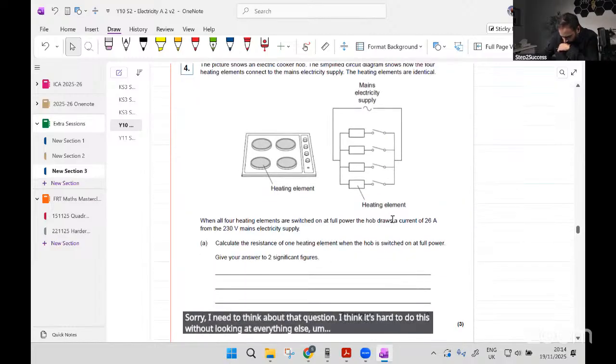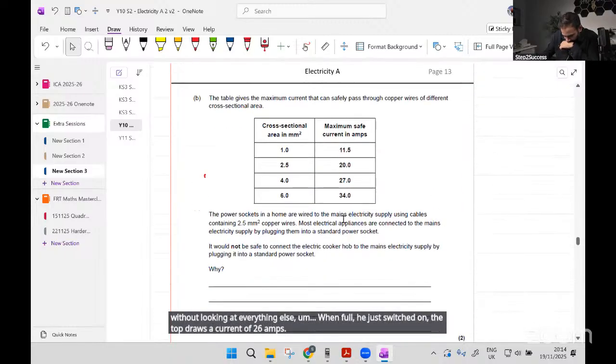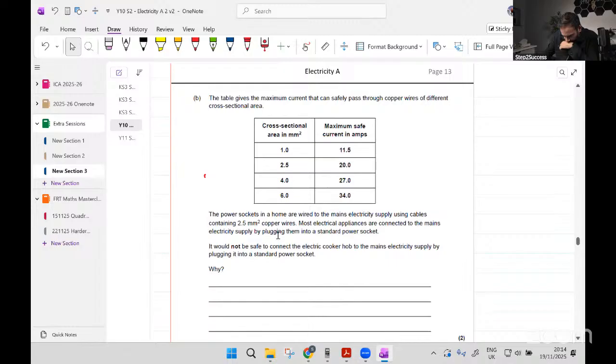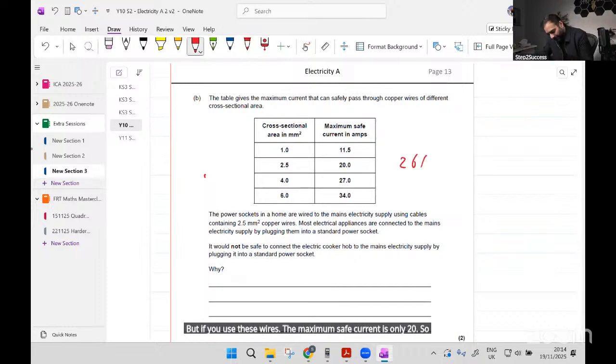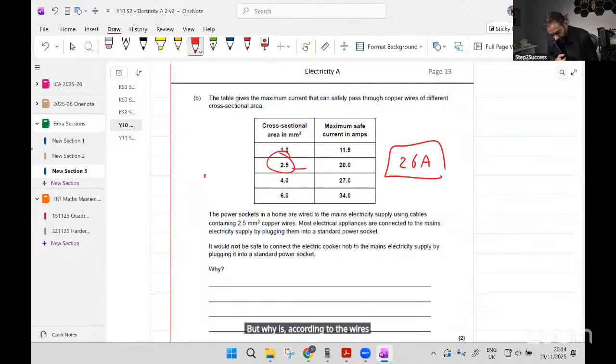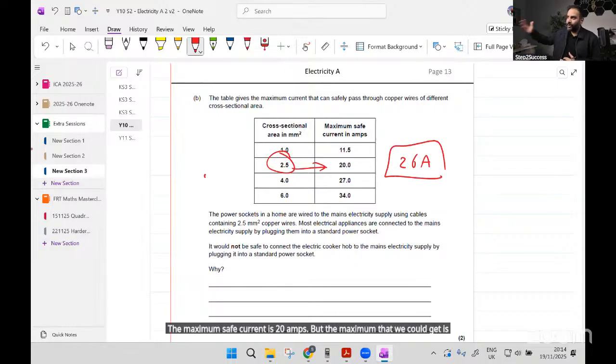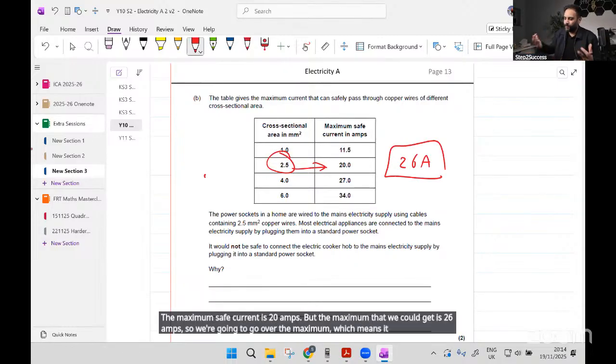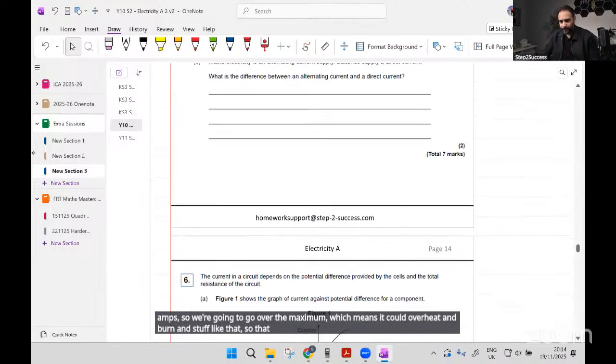When the heat is switched on, the hob draws a current of 26 amps. But if you use these wires, the maximum safe current is only 20. So we learned earlier in the question that if everything's on that cooker, the current will be 26 amps. But according to these wires, the maximum safe current is 20 amps. The maximum that we could get is 26 amps, so we're going to go over the maximum, which means it could overheat and burn and stuff like that. So that's how you explain that question.